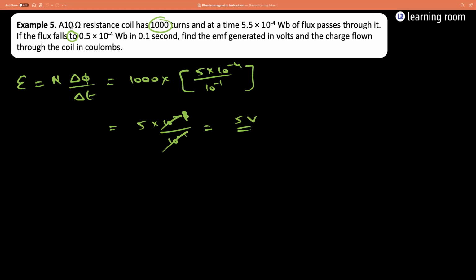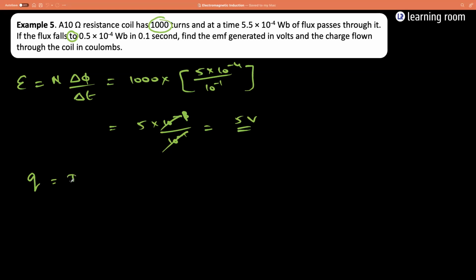Del phi. That is fine, because here I am only finding the magnitude. So again, remember that the minus sign signifies only Lenz's law. As long as you don't know what the directions are, you need not worry about the minus sign. Okay. Next is the charge flown through the coil in coulombs.